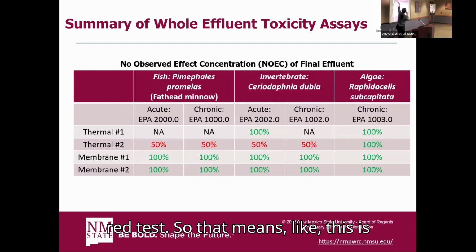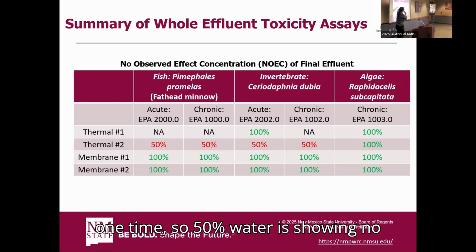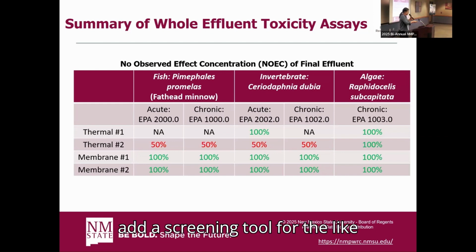So this is the table for the no observed effect concentration. That means we use 100% water, and we did see inhibition of those organisms using 100% water for thermal process number 2. If we dilute the water by one time, so 50% water, it shows no impact. So a traditional standard WET test is still a very good indicator as a screening tool for treated produced water.